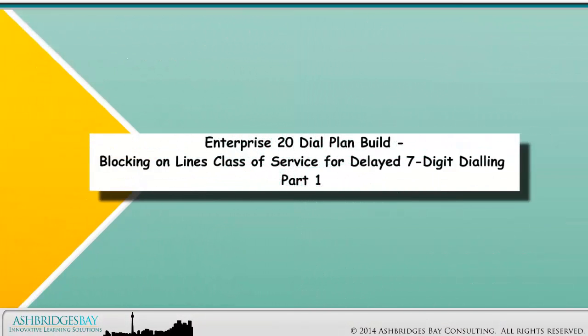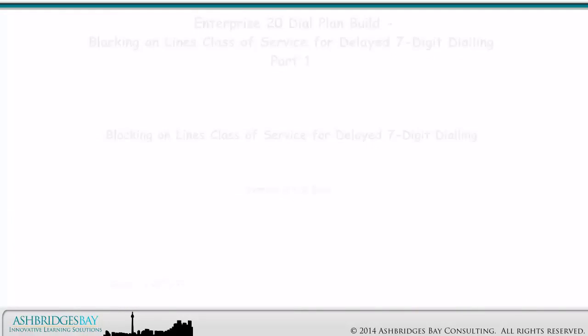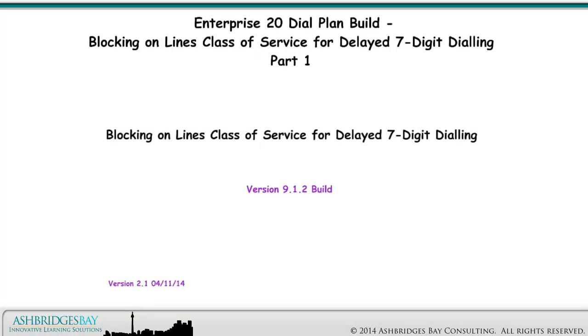Welcome to our whiteboard drawing, Enterprise 20 Dial Plan Build, Blocking on Lines Class of Service for Delayed 7-Digit Dialing, Part 1. In this drawing, we'll look at the patterns and class of service that Enterprise 20 deploys to restrict external dialing for the patterns where we don't remove the delay for 7-digit dialing.